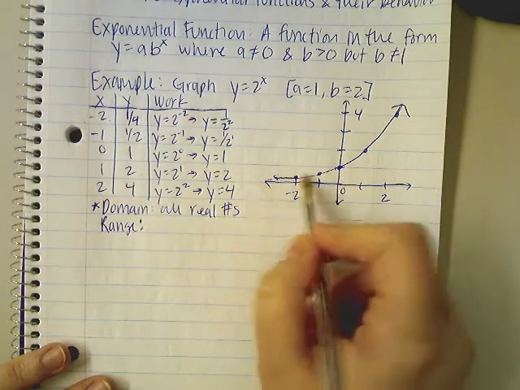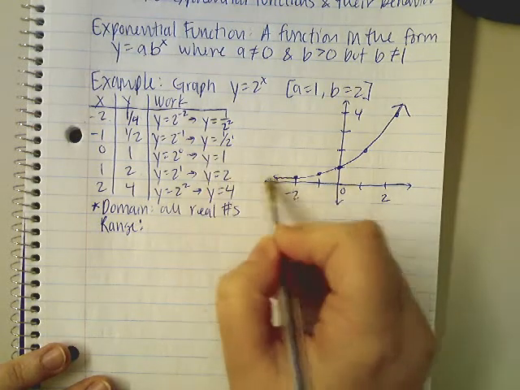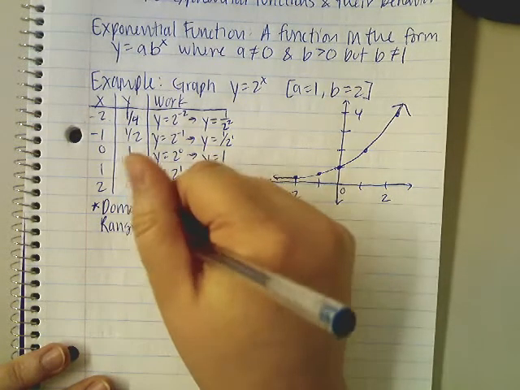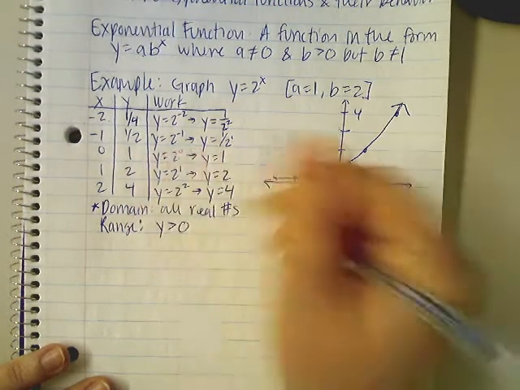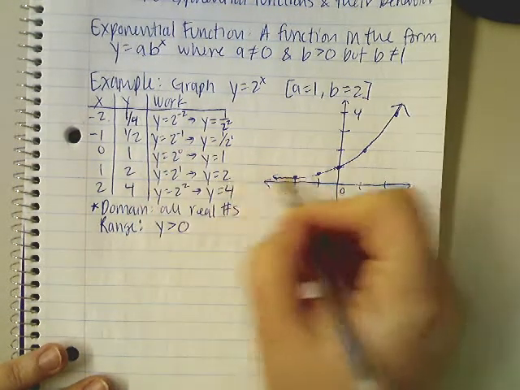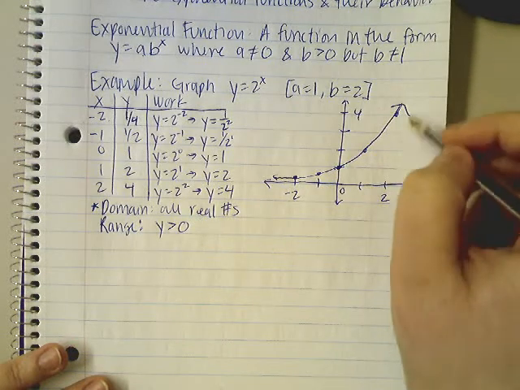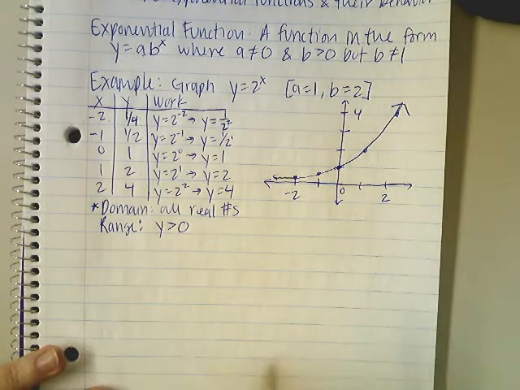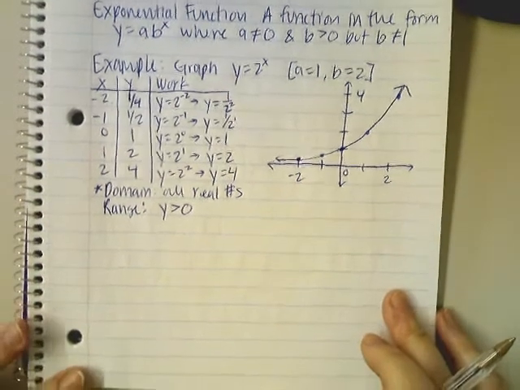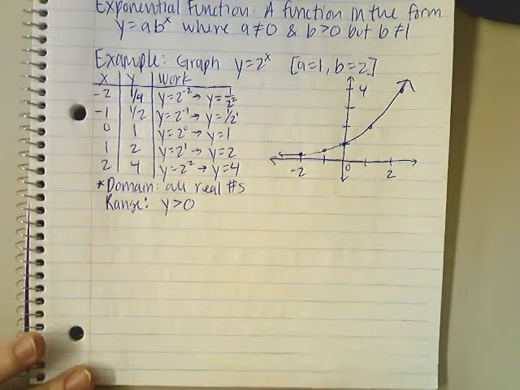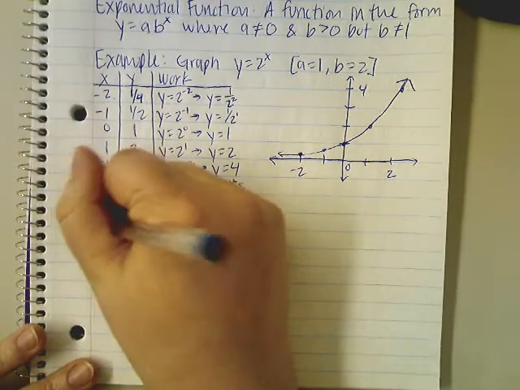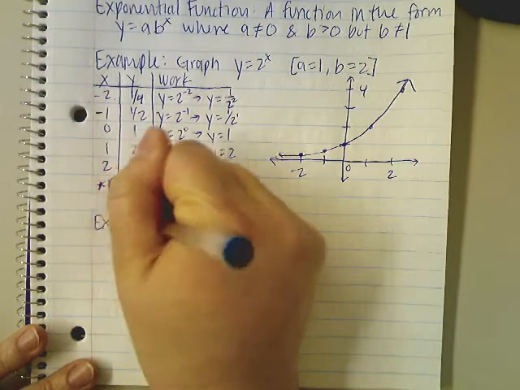But since it won't ever go below this line, or we'll just keep getting smaller and smaller fractions, my range is going to be y is greater than 0, because it's never going to quite touch 0, but it'll get really close, and then all the other y values are clearly going up, so it's all y values greater than 0.